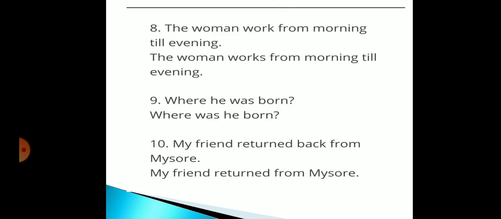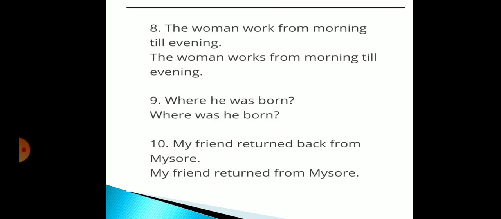Eighth one, the woman work from morning till evening. The woman works from morning till evening is the correct sentence, because a third person singular subject is there. Ninth one, where he was born. You have to replace was with the noun there. Where was he born?